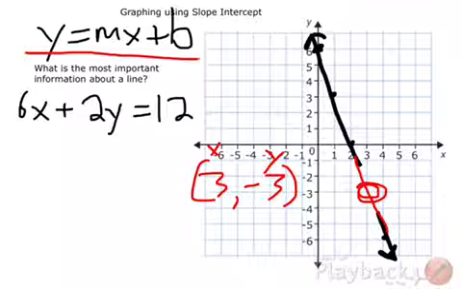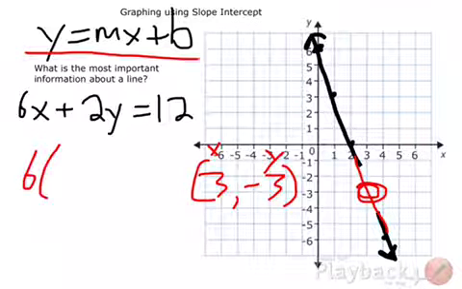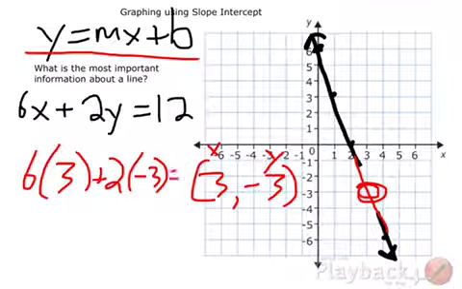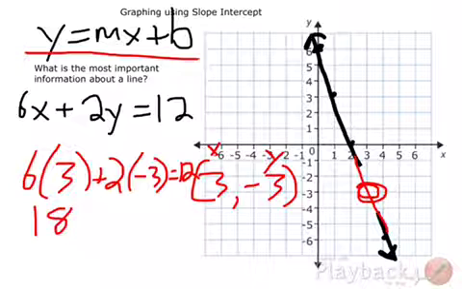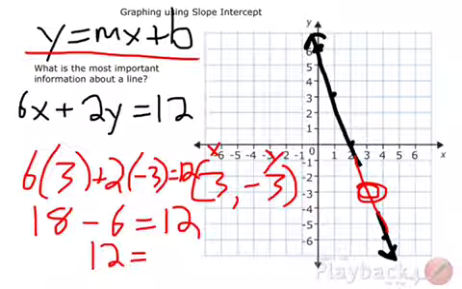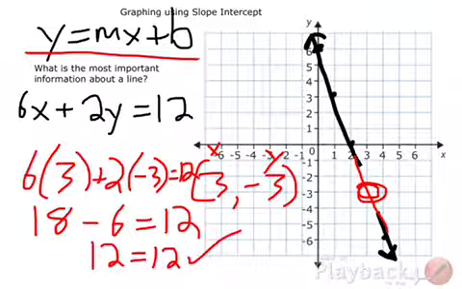So let's go ahead and show you that this will work. 6 times x will be 6 times 3, plus 2 times y will be 2 times negative 3, and that should equal 12. So 6 times 3 is 18, minus 6 equals 12, and that does check out. The equation does balance. 12 does equal 12, so that coordinate point works in our equation.